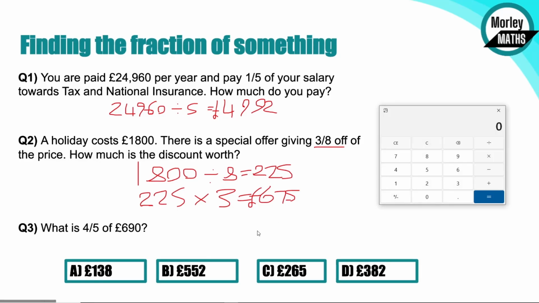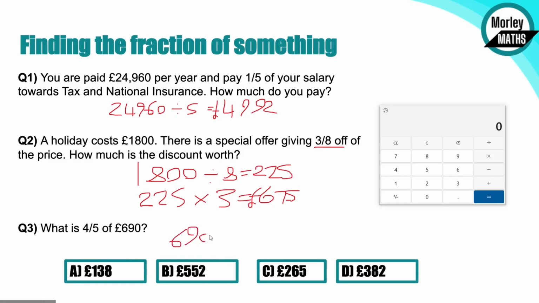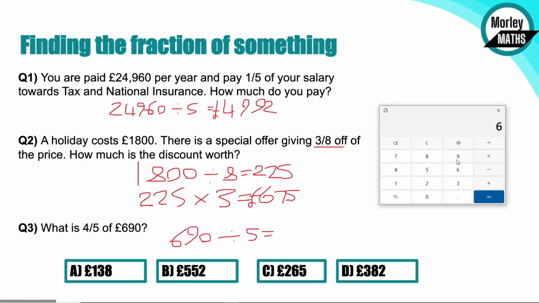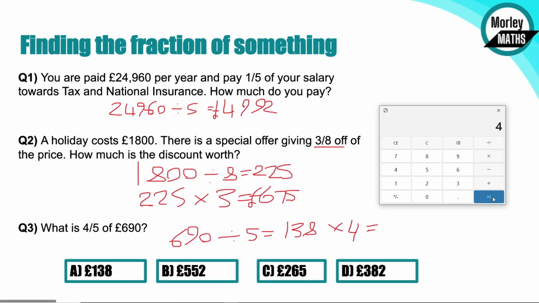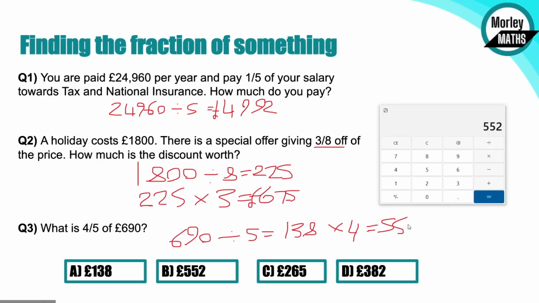And the final one then, what is 4/5 of 690? We've got multiple choice, A, B, C or D. So 690, we're going to divide it by 5 to find out the value of one of those fifths, one of those parts. So 690 divided by 5 is 138. Now we're going to times that by 4 because we need 4 parts. What's the value of 4/5 here? Times that by 4, and that gives us an answer of 552, which is B. So well done if you got B there.